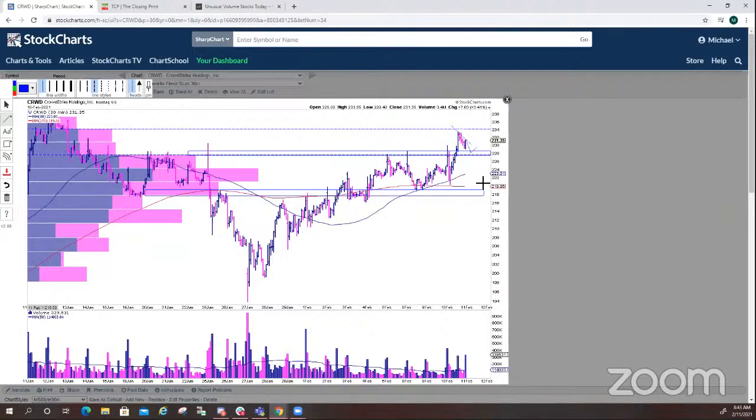So for whatever time frame you're trading on, you have to have your position size and risk match each other.